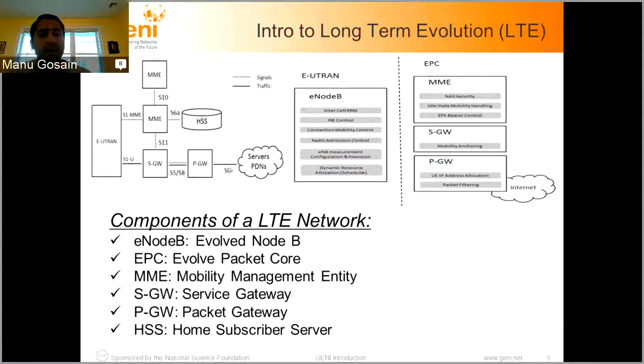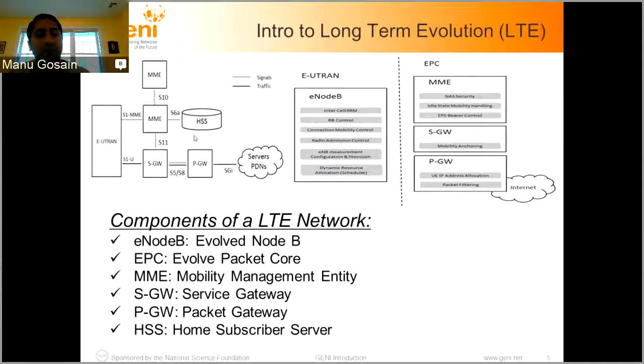A serving gateway and a packet gateway are essentially just gateway elements that allow you to connect to the actual packet data network. And the HSS is the home subscriber server, which is nothing more than a database that has information about the different IMSIs, which are the SIM cards, which are authenticated or are allowed to connect to this network. So another piece to highlight: the dotted lines are essentially signaling traffic, and the solid line is basically the data plane traffic.